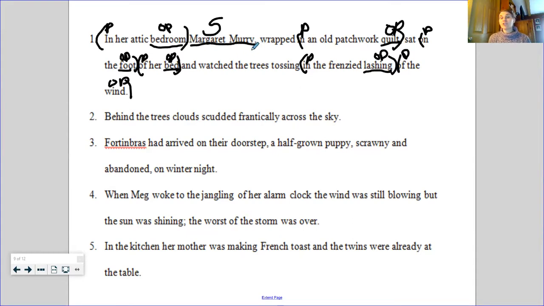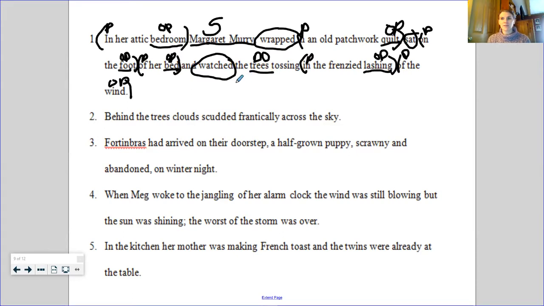What is she doing, or what about her? Well, we have several verbs. She's wrapped, she sat, and she watched. Watched what? Trees tossing will be the direct object. That'll be the DO, and I also need to underline trees. That is my other noun.